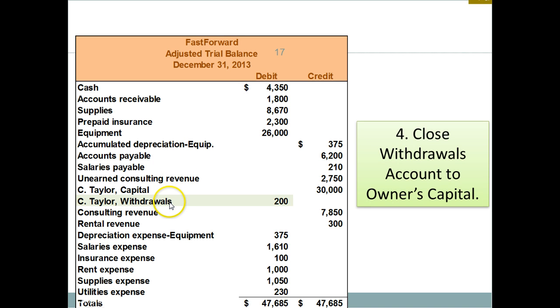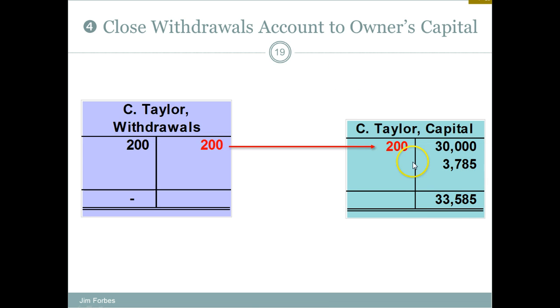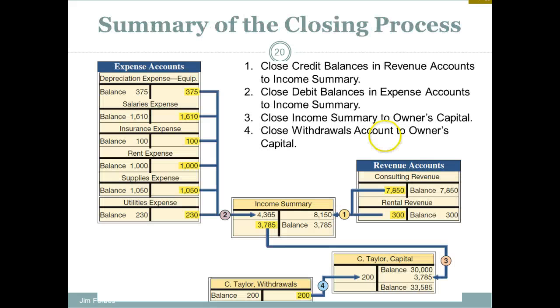Close out the withdrawals for that period. You're going to move the withdrawals into the capital account, and you have a new position for your capital position. So that's really what the closing entries are. It's just closing out those accounts for that year.